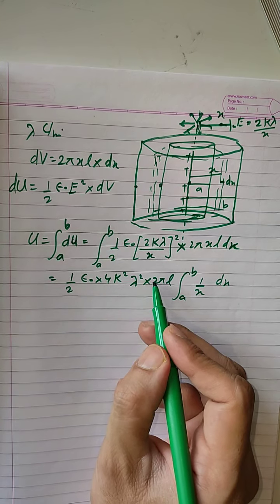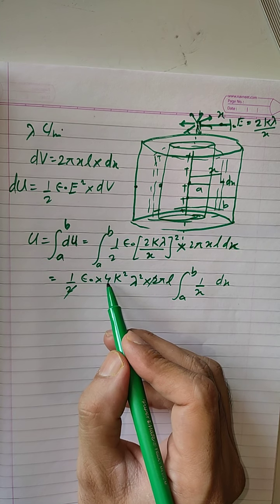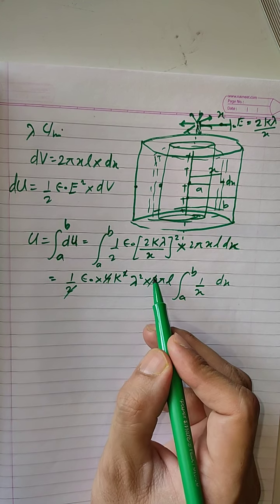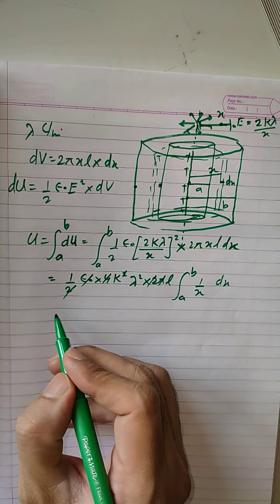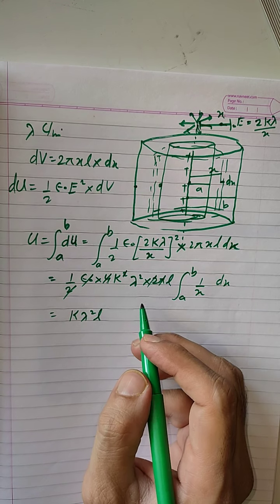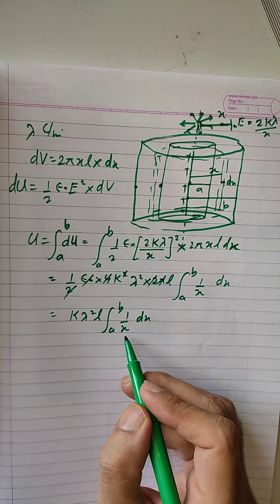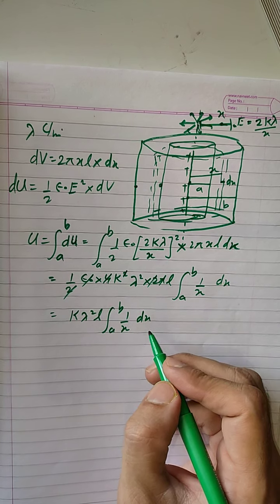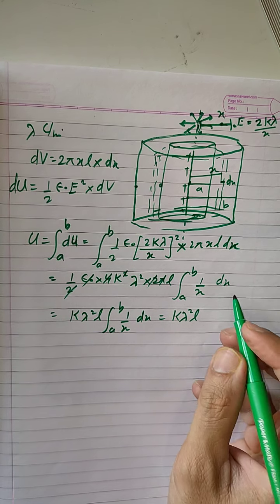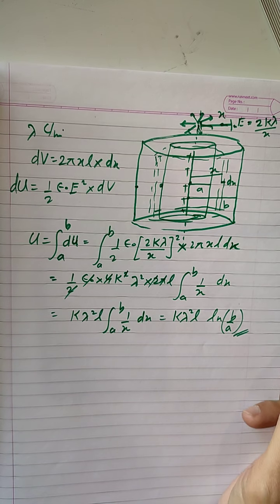Now we can cancel the 2, and 1 of the k will get cancelled with 4 pi epsilon naught, because k is 1 upon 4 pi epsilon naught. So we can cancel 1 of the k with 4 pi epsilon naught. So what we are left with is k lambda square L times the integral of 1 upon x dx. Now we know the integral of 1 upon x is natural log, and by applying the limit we can find out the expression, which will be k lambda square L ln B by A. So this will be our answer to this question.